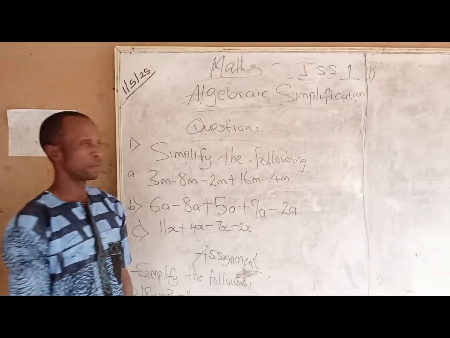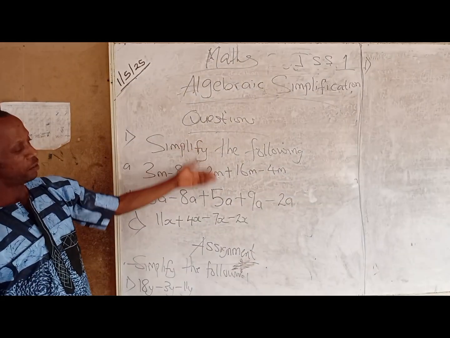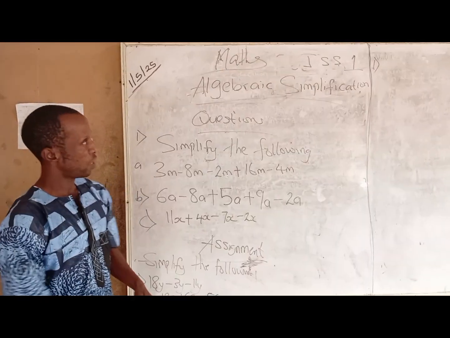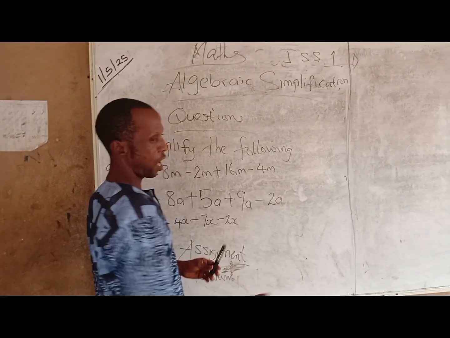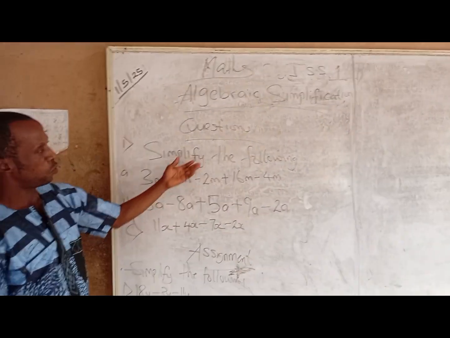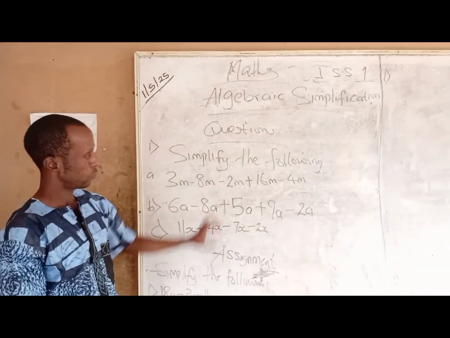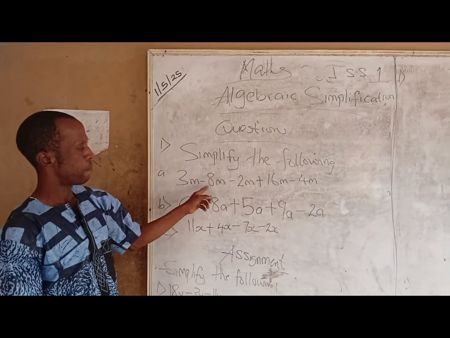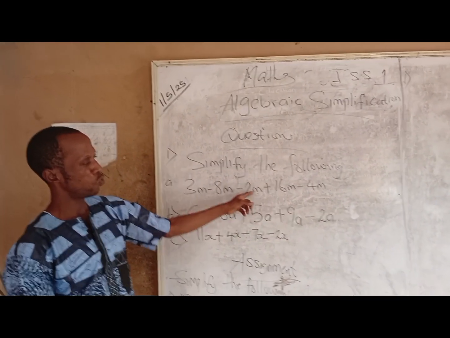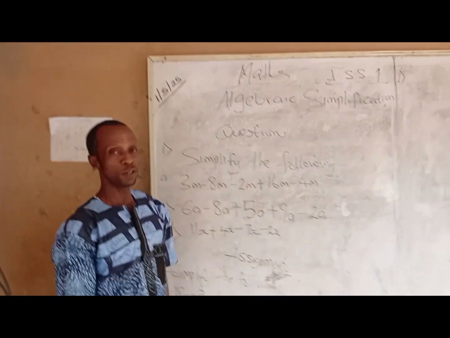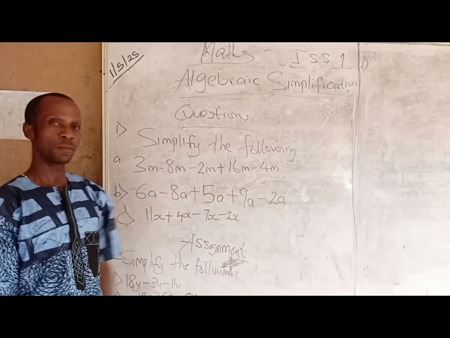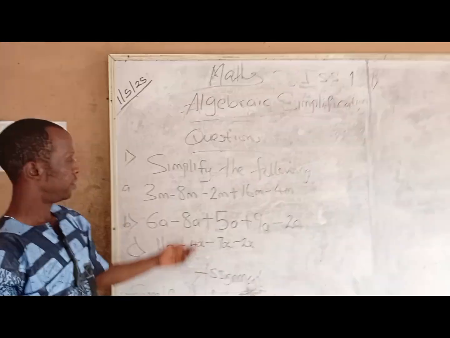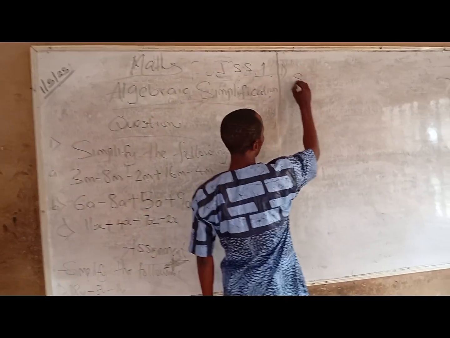Algebraic simplification. You remember we did a similar topic. We have algebraic simplification 1 and 2, and we are looking at this one by grouping. For instance, simplify the following: 3m minus 8m minus 2m plus 16m plus 4 minus 4m. Now, I said this one is by grouping. The first thing we need to do here, let's look at the solution.